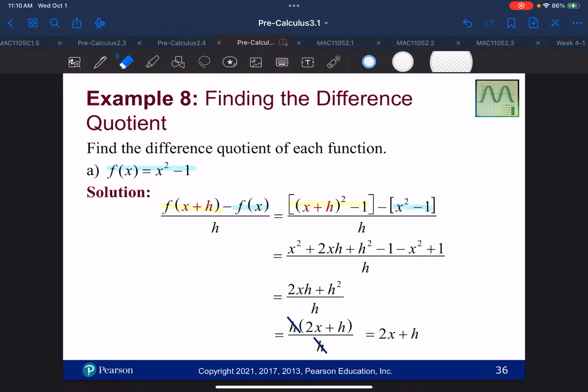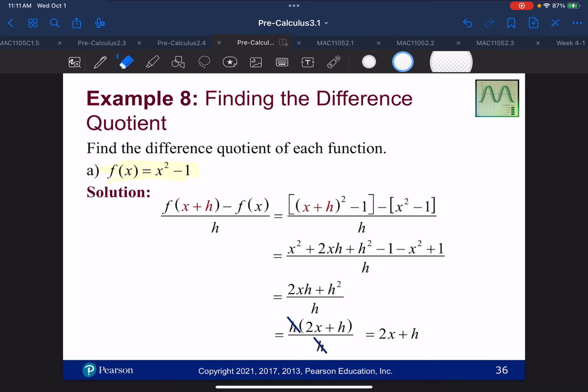So for example, I had markings on this, let me erase them. It says find the difference quotient for each function. So the first one is f of x is equal to x squared minus 1. So to find this, here is the difference quotient formula. The first thing I'm going to do is find f of x plus h, which tells me to plug x plus h everywhere into f.